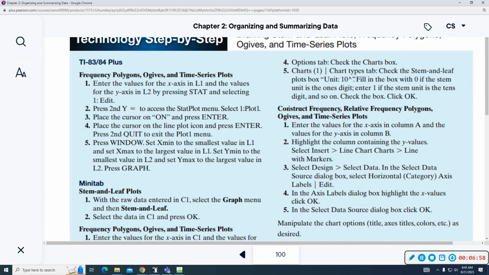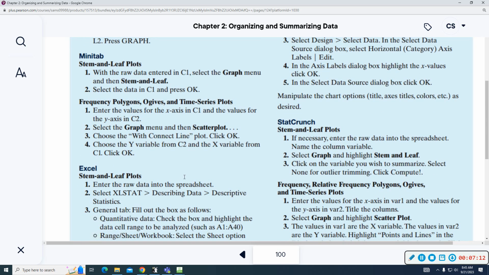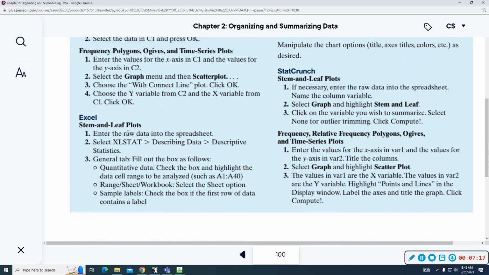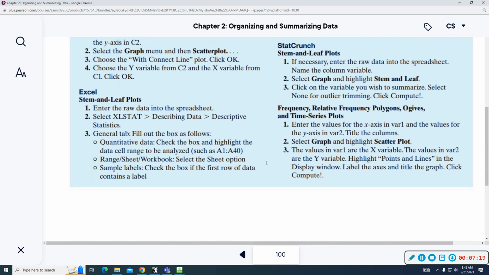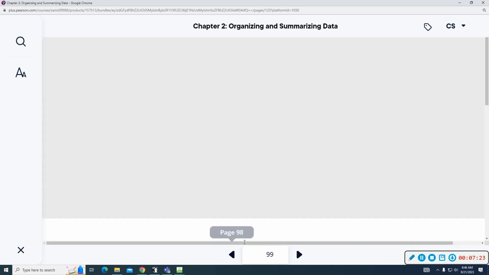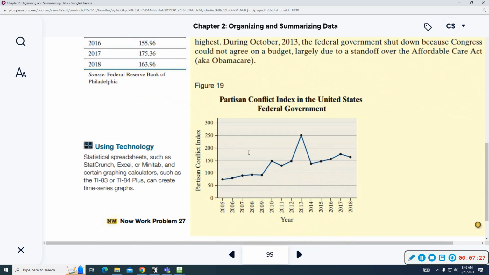One other thing that's very helpful is technology. They show you some steps to produce these frequency polygons, ogive graphs, or time series plots using an 84 calculator. You can do it in Minitab. You can do it in Excel, StatCrunch, and several different programs. So I would definitely recommend that you take some time, enter some of this data, and see if you can produce some of the tables that were given here for examples.